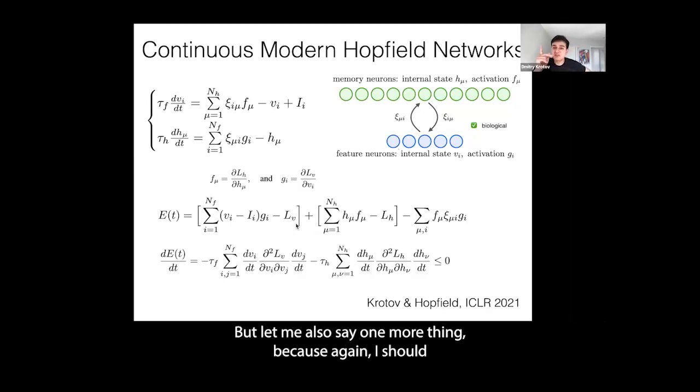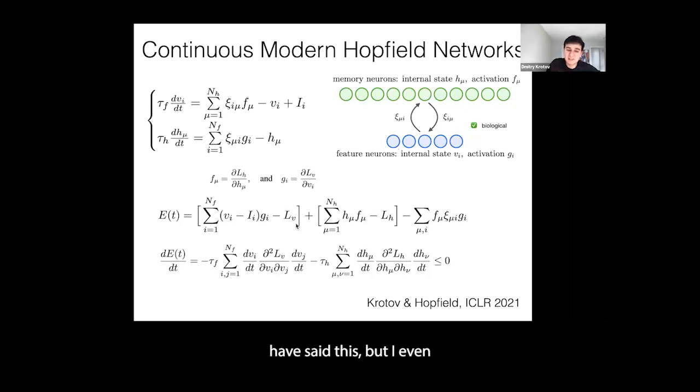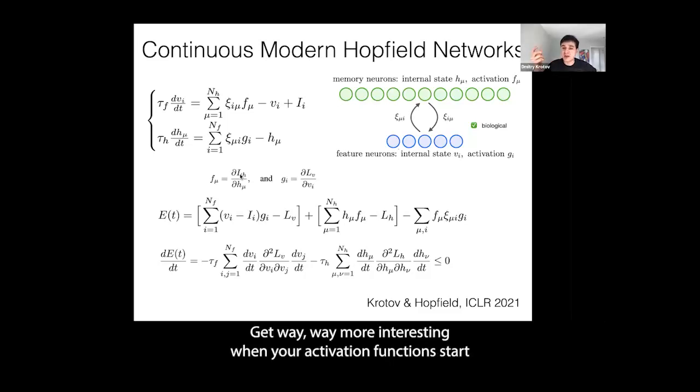Correct. But let me also say one more thing, because I should have said this earlier. When you are working with neuron-wise activation functions, like rectified linear units, sigmoids, or hyperbolic tangents, it's almost tautological to work in terms of activation functions or in terms of Lagrangians. Things get way more interesting when your activation functions start mixing activities of many neurons, like in machine learning. In machine learning, we have softmaxes, we have layer normalizations, etc. And it is precisely in that domain, when you start dealing with these more complex objects, that it is infinitely easier to think about your system in terms of the Lagrangians compared to the activation functions.